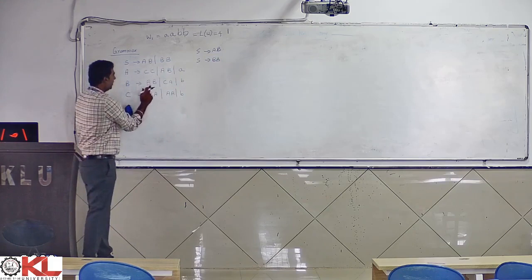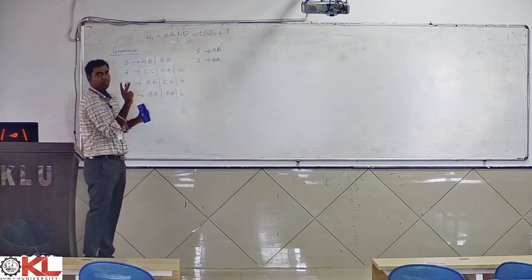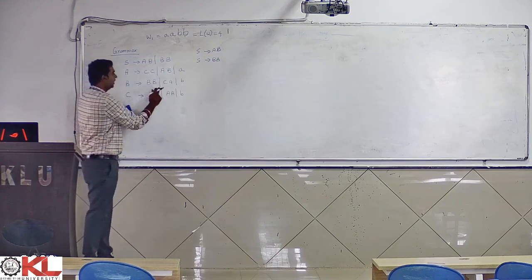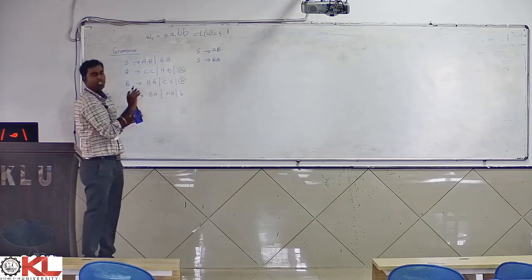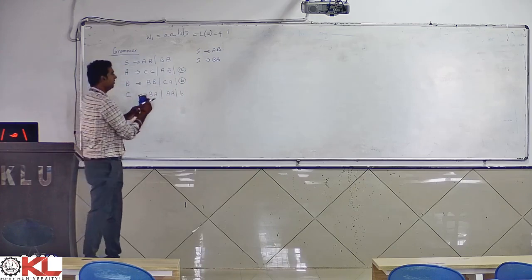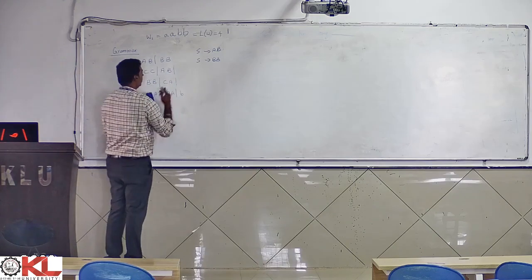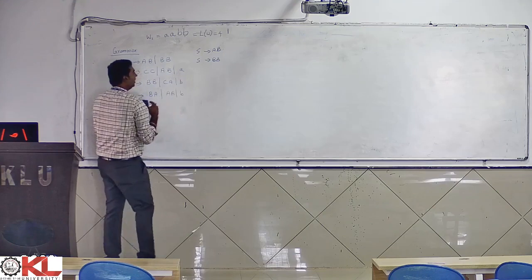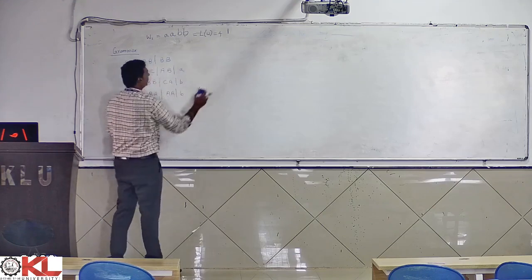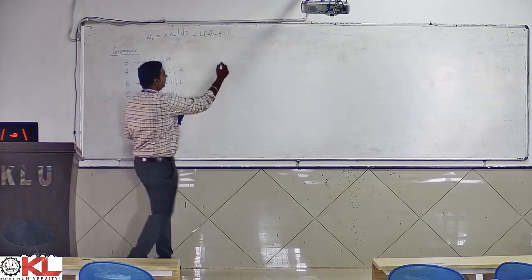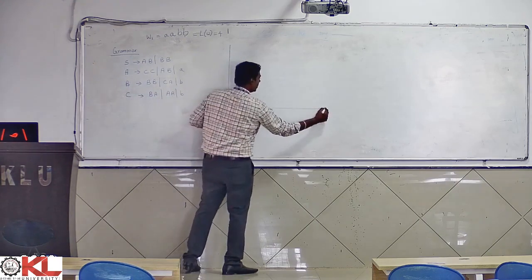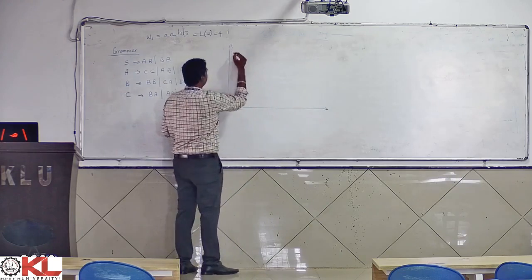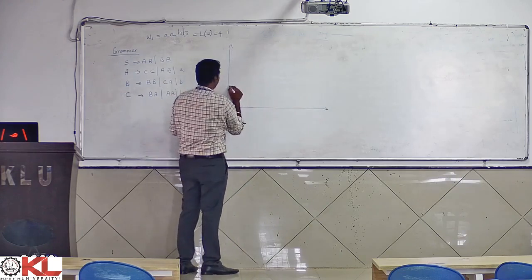I am checking all the cases. It consists of a maximum of two non-terminal words. See here, but it also consists of one terminal word. So it is perfectly in CNF form. No problem here. I can apply the CYK algorithm. What is the length? It is 4. So I have to draw a 4 cross 4 triangular table.